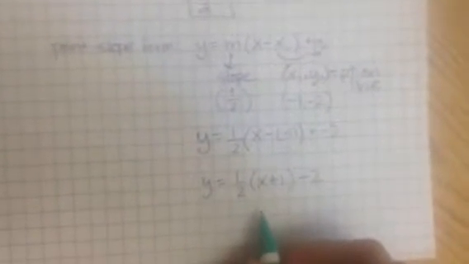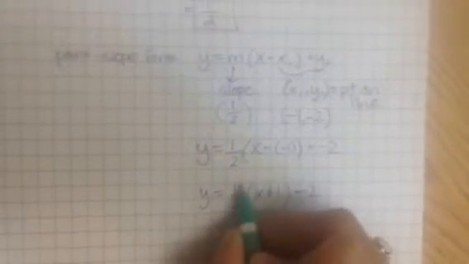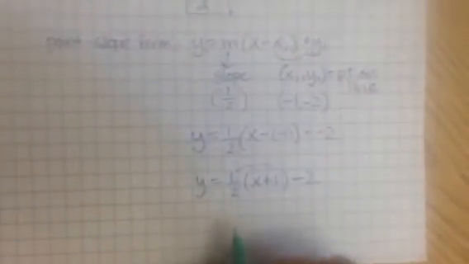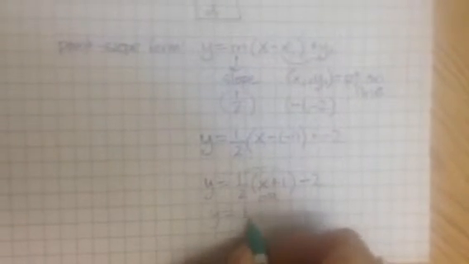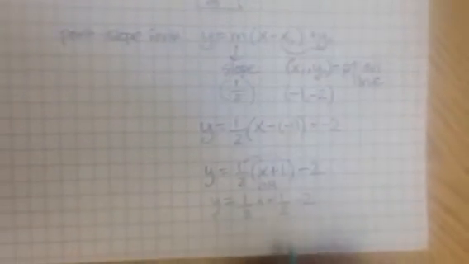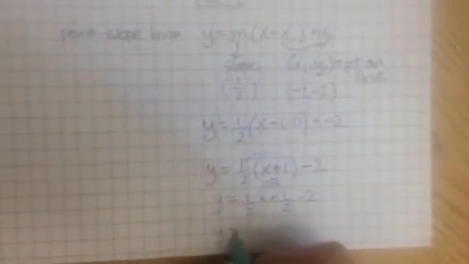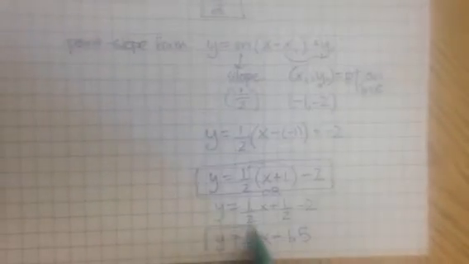If you want it in slope-intercept, or y equals mx plus b form, you can distribute the 1/2. So we get y equals 1/2 x plus 1/2 minus 2, which is the same as y equals 1/2 x minus 1.5. Both of these are perfectly fine ways to write the equation of the line.